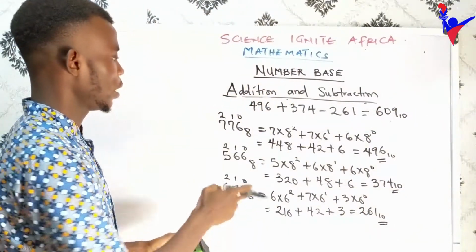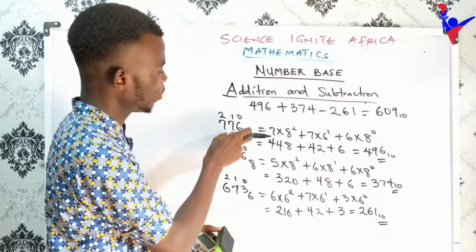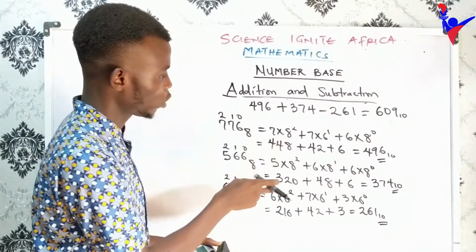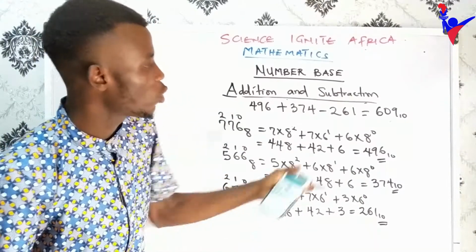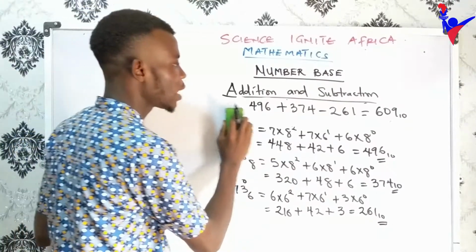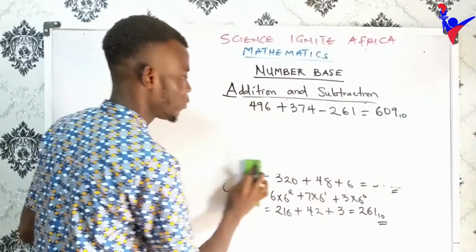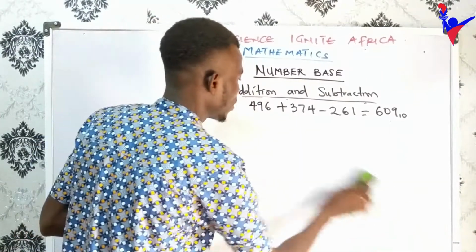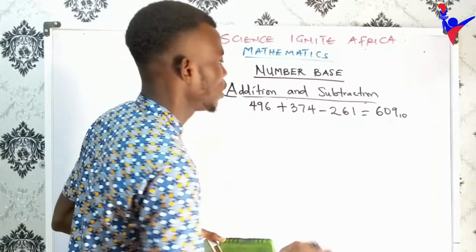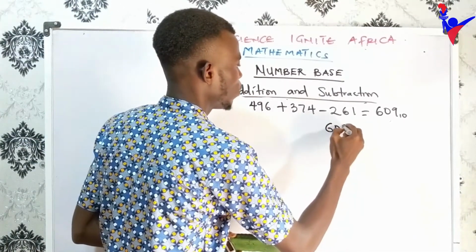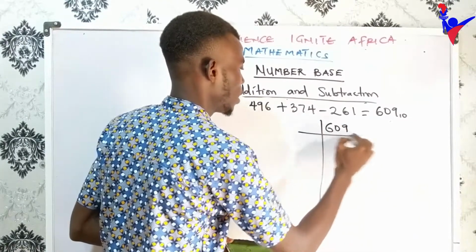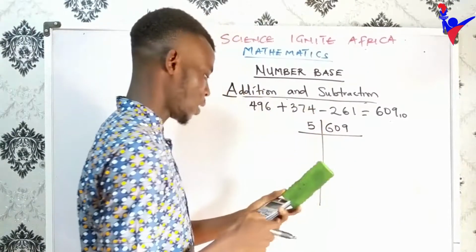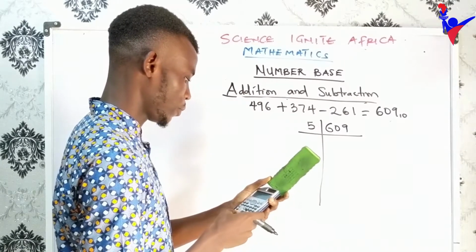So you can see this was converted from base 8, and this was converted from base 6. So as we are now told to leave your answer in base 5, what will be the next thing you do? Then you have 609, and we are taking it to base 5. So you have 609 divided by 5.